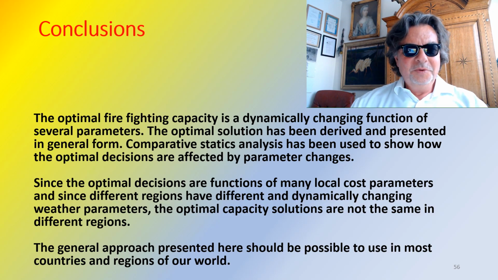Conclusions. The optimal firefighting capacity is a dynamically changing function of several parameters. The optimal solution has been derived and presented in general form. Comparative statics analysis has been used to show how the optimal decisions are affected by parameter changes. Since the optimal decisions are functions of many local cost parameters, and since different regions have different and dynamically changing weather parameters, the optimal capacity solutions are not the same in different regions. The general approach presented here should be possible to use in most countries and regions of our world.